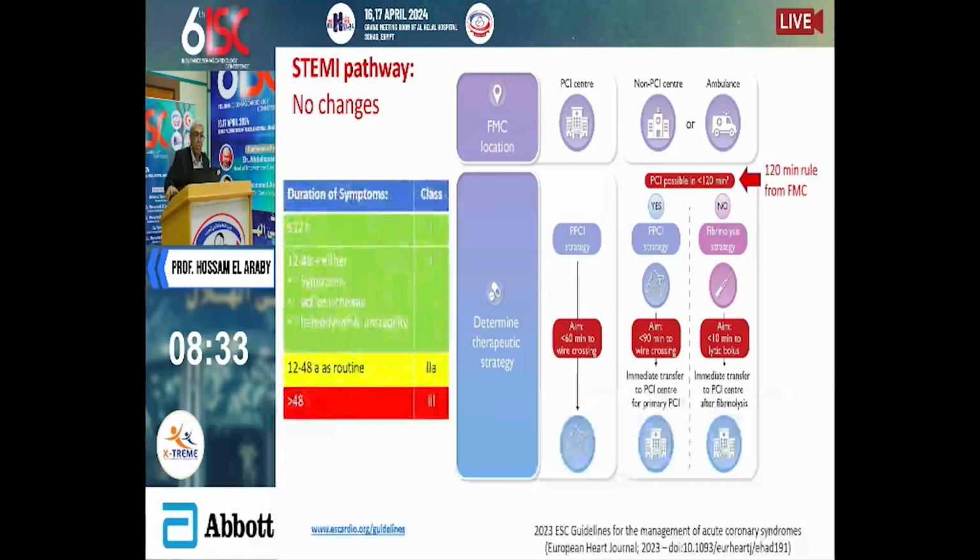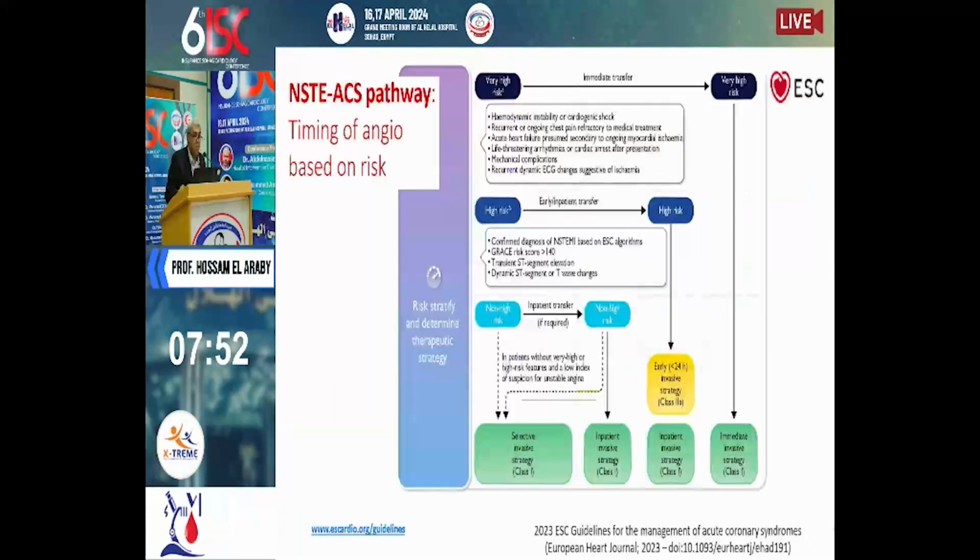The recommendation for primary PCI is: STEMI less than 12 hours from presentation, and 12 to 48 hours with either symptoms, active ischemia, or hemodynamic instability, is class 1. As a routine, even in the absence of these three associated signs or symptoms, is class 2A. After 48 hours is class 3. No primary PCI after 48 hours of the start of persistent chest pain.